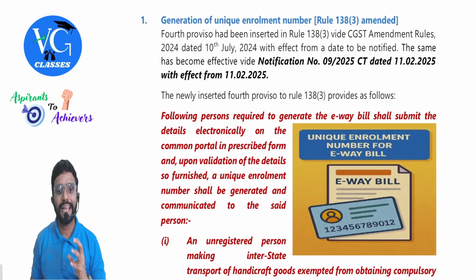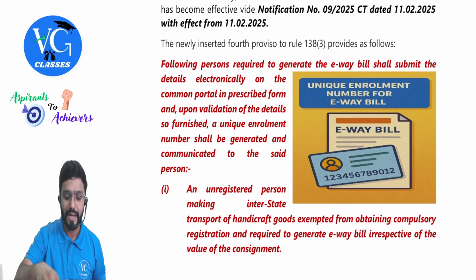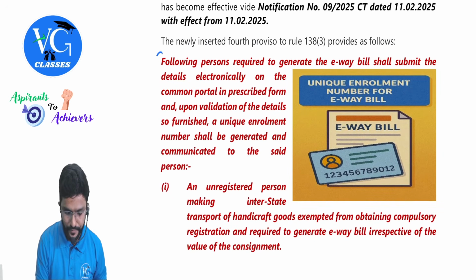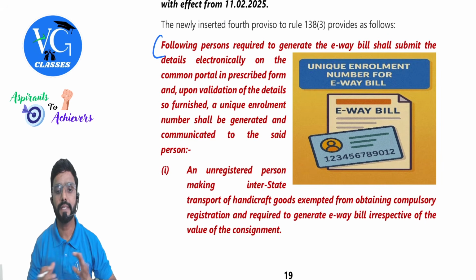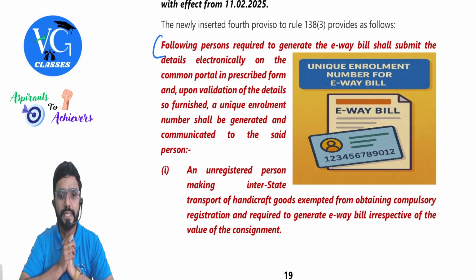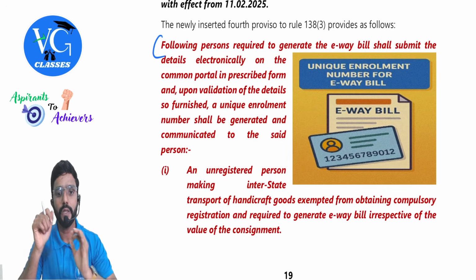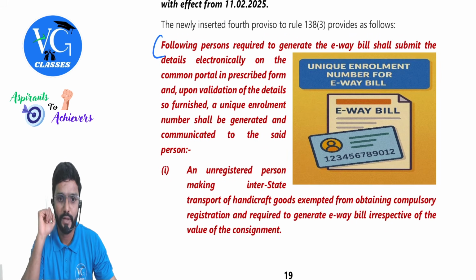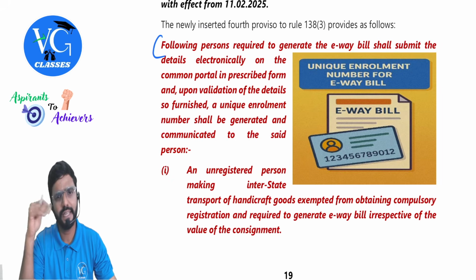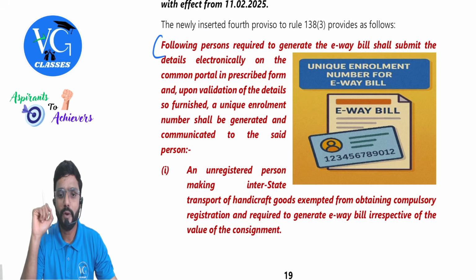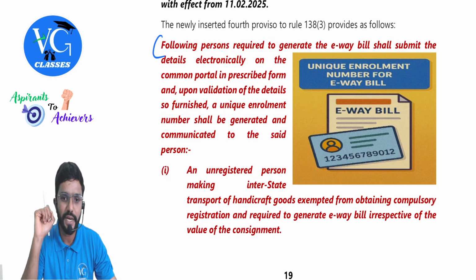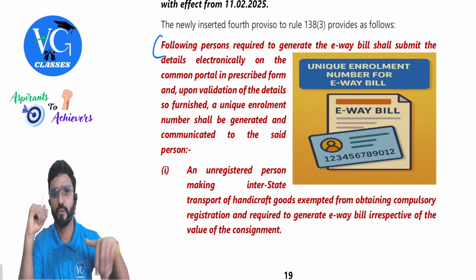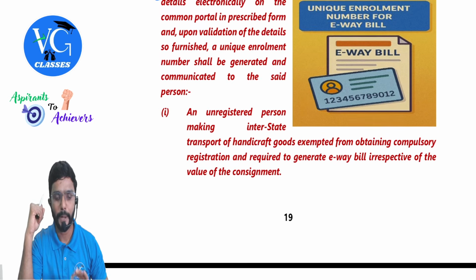Generation of unique enrollment number, rule 138.3 amended. So straight away, I'm going and reading this paragraph, guys. Following persons required to generate the e-way bill shall submit the details electronically on the common portal in the prescribed form, and upon validation of the details, that is, they will cross-check. The department or proper officer will cross-check it. And upon the validation of the details so furnished, a unique enrollment number shall be generated and communicated to the said person. That is, whoever has applied for the number.